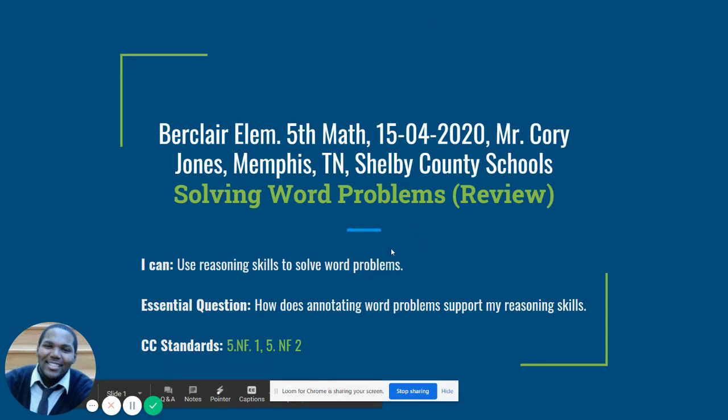Fifth grade math. Today, what we're going to be doing is solving word problems. This is another review lesson, of course. The I can statement. Can you say the I can statement? I can use reasoning skills to solve word problems. Our essential question is how does annotating word problems support my reasoning skills? That's the important question of the day. That's our EQ.